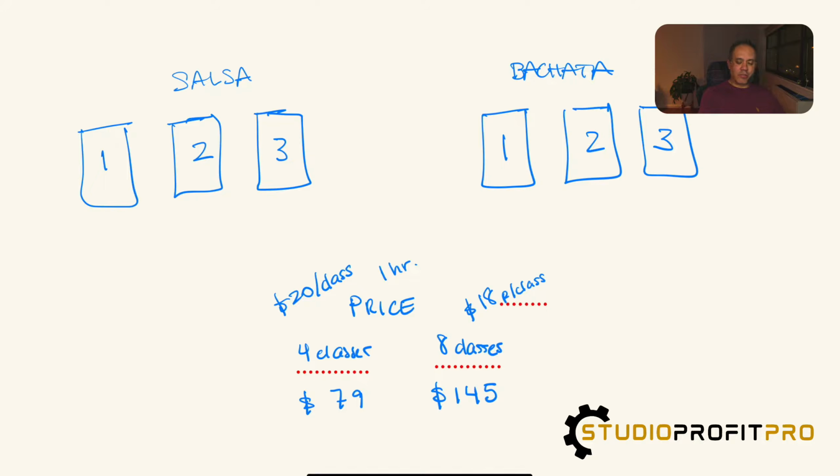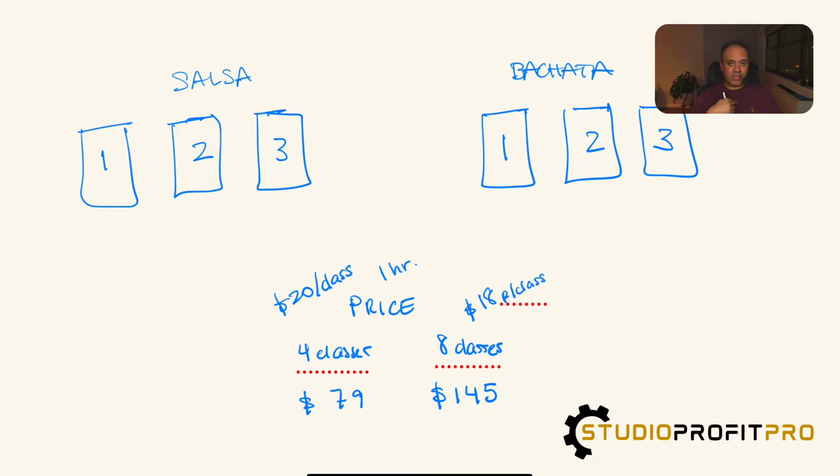In order to explain it to you, I'm going to use my tablet. So let me share my screen right now. Let's say that we have salsa and bachata. You can see salsa is level 1, 2, and 3, and bachata is level 1, 2, and 3. Okay, so I have two prices.